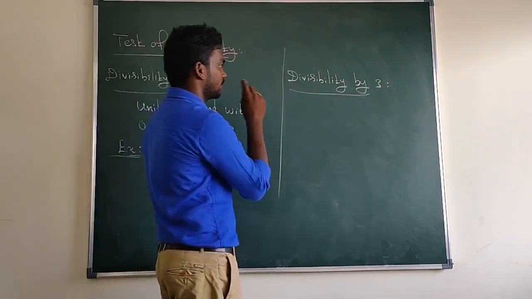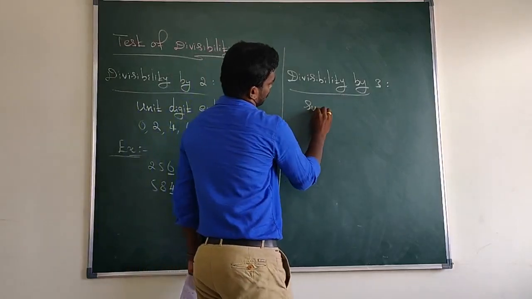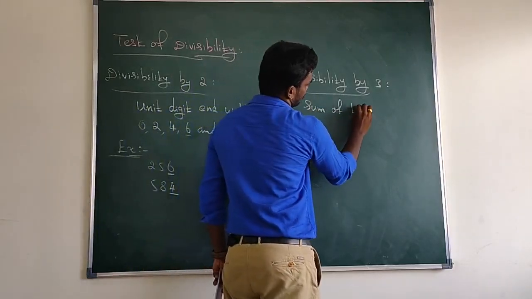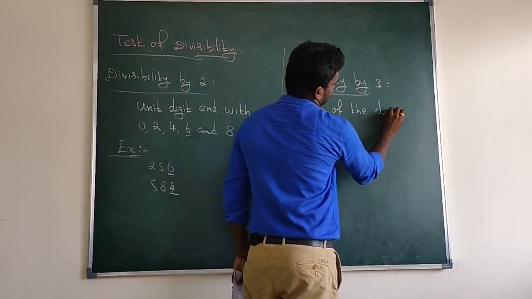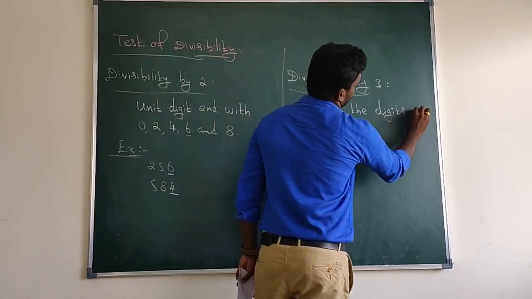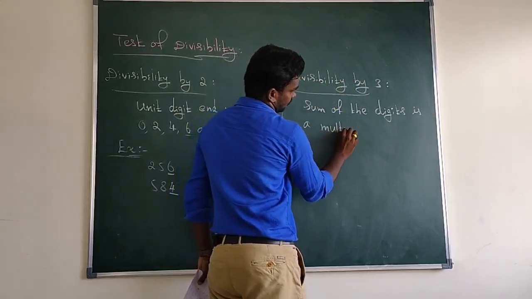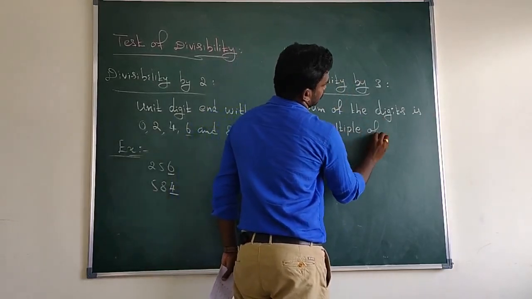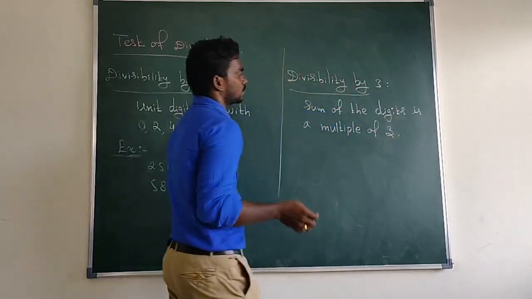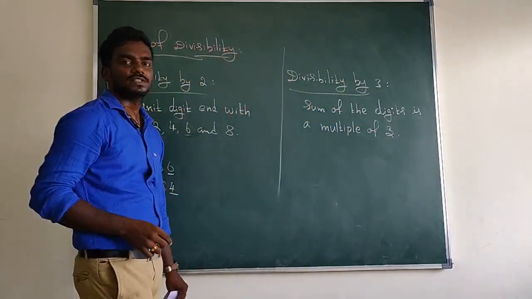So what is divisibility by 3? If the sum of the digits is a multiple of 3, the number is divisible by 3.